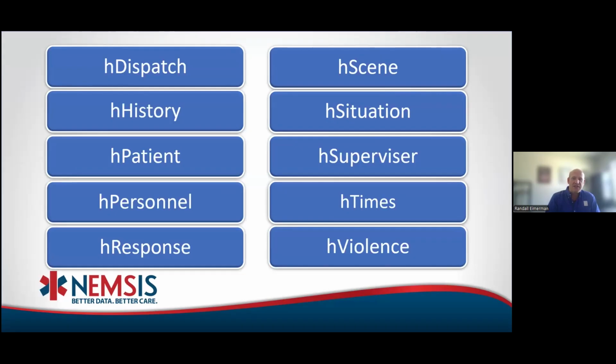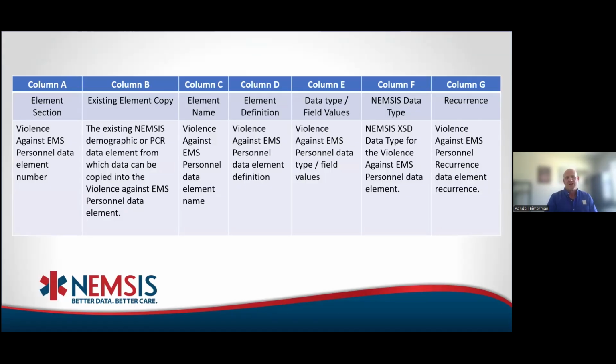Recommendations are provided for the local and state systems to generate and process the elements in the HAZDataSet spreadsheet file. Each section of the HAZDataSet violence document is made up of elements intended to collect different aspects of the violent incident. When you access the spreadsheet, you'll notice that there are columns A through G. The description of each column is listed here. The new data elements highlighted in blue on the spreadsheet do not correspond to any existing NEMSIS data standard elements or NEMSIS data types. So column A is the element section, the violence against EMS personnel data element number.